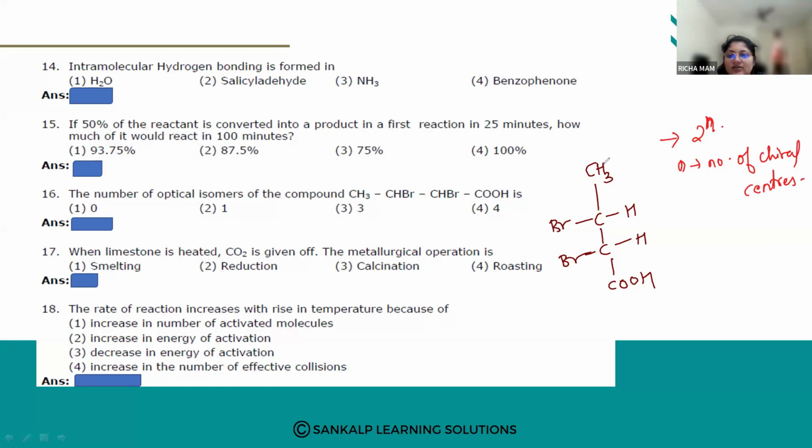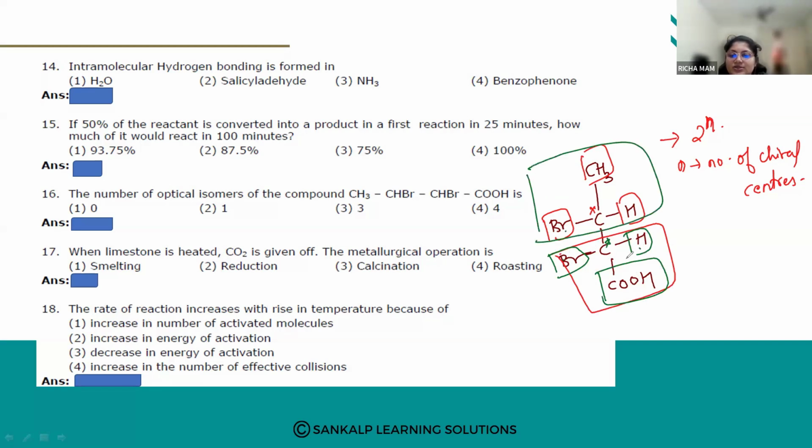CH3. Here all the atoms are the same, so this is not a chiral center. Okay. So you can see there are 2 chiral centers. If I consider this one, 1, 2, 3, and 4, 4 different atoms, so this is one chiral center. Then if I take this one, 1, 2, 3, and 4, so this is another chiral center. So there are 2 chiral centers, so n is equal to 2. 2 raised to 2 is how much? 2 squared is 4. So yes, option number 4 is the answer.